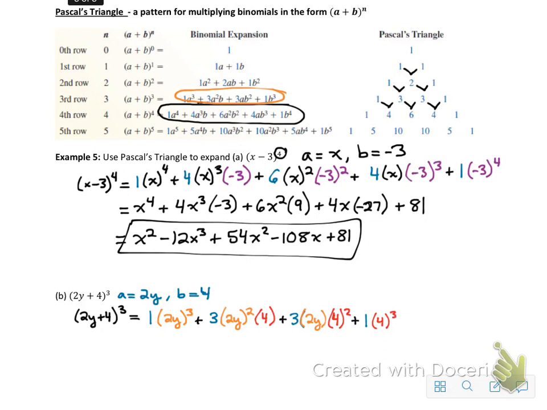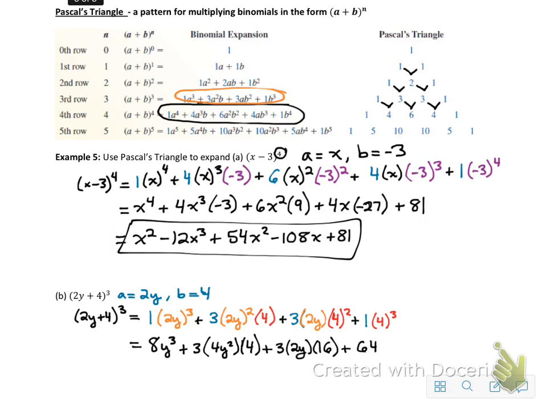And now we start simplifying. So we have 2y cubed. Well, 2 cubed is 8, and y cubed is y cubed. Then we have 3. 2y squared is 4y squared, and a 4. And we'll multiply those in the next step. We have a 3, a 2y, and 4 squared is 16. And then we have a 64, because that's 4 cubed.